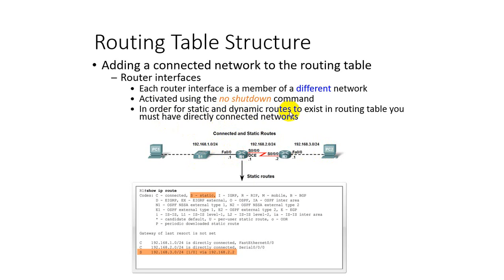In order for static and dynamic routes to exist in a routing table, you must have a directly connected network. For example, if this router wants to go to the 3.0 network, then it first has to go to the directly connected network of 192.168.2.2. So if we run the command show ip route, then we can find directly connected networks and static routes, or if there is a dynamic routing protocol, then we will also see dynamically learned routes in the show ip route.